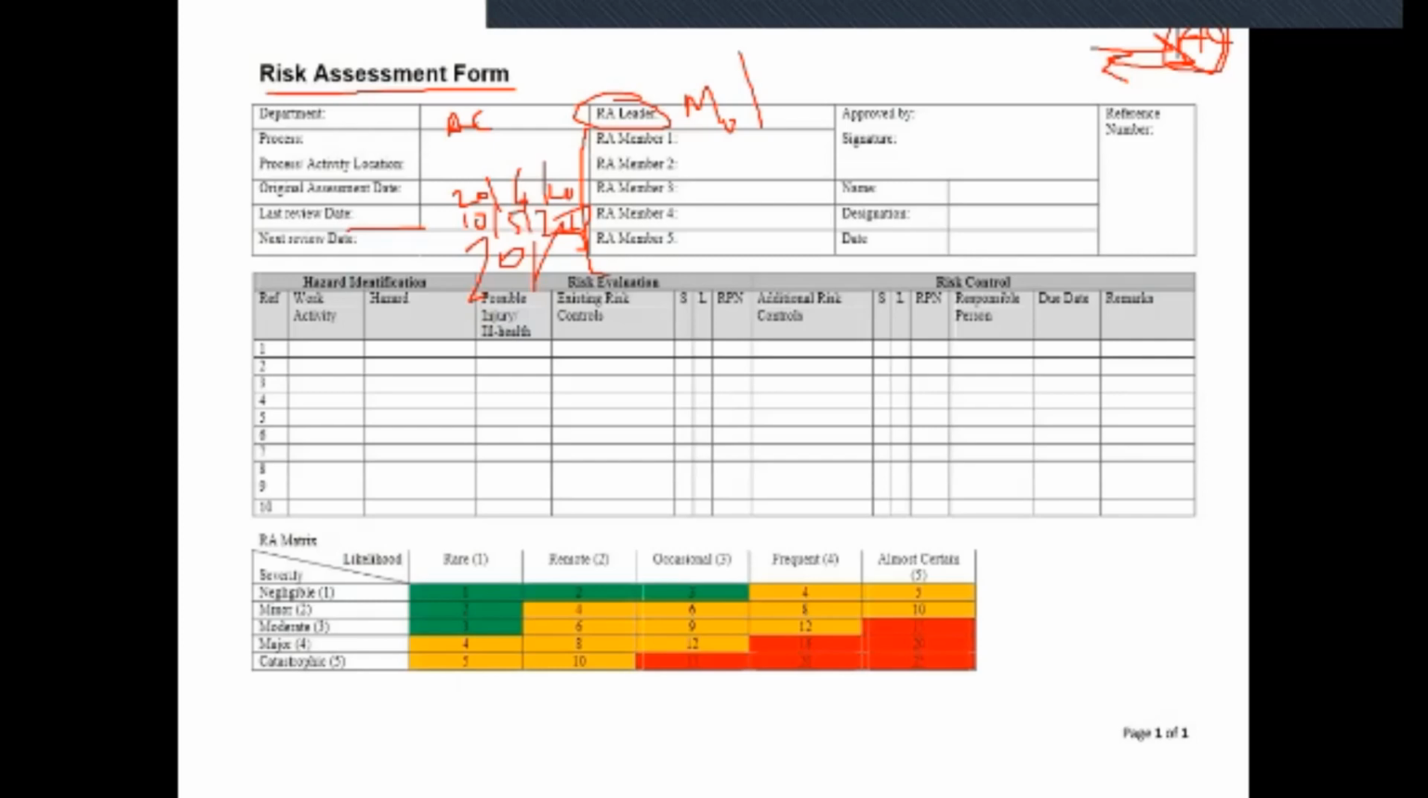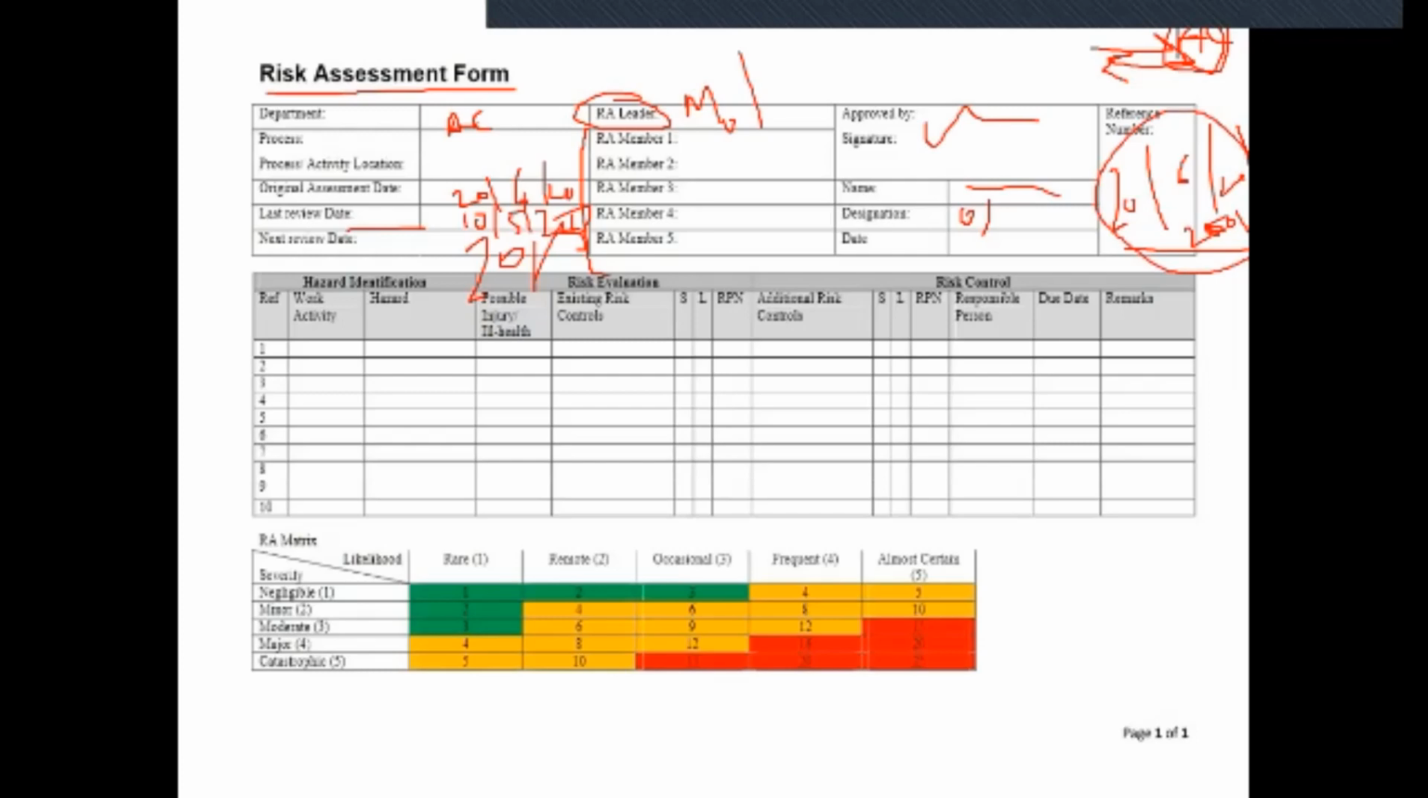Approved by signature: who is the authorized person? That person's signature, name, and designation are included. It may be the office superintendent, the manager, or the safety person. Each form also has a reference number, which includes the date, so that we can easily access it.